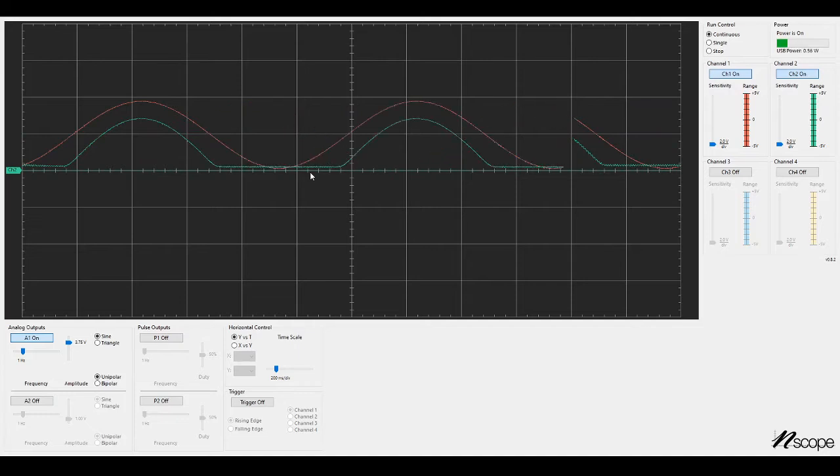So that's actually that little bit of fuzz on top of the green line, so I can make that go away if I block it with my hand.